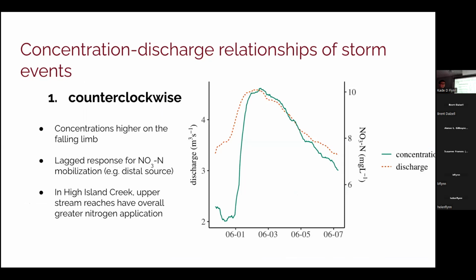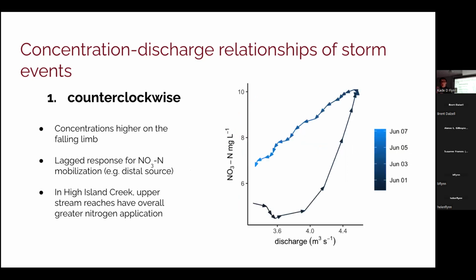So looking at storm events, one of the hysteresis patterns that emerged was this counterclockwise hysteresis, where when we're tracking concentration and discharge, we have this peak in concentration after this peak in discharge, which again forms this counterclockwise loop. So concentrations are higher on the falling limb than they are on the rising limb. And so this indicates that there's this lagged response of nitrate mobilization. And one thing that could describe this is a distal source of nitrate.